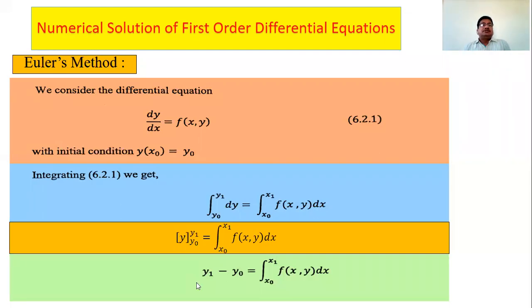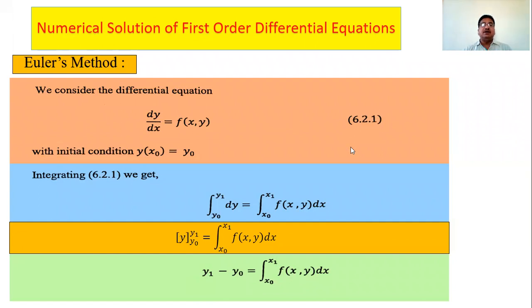Today the topic for discussion is the numerical solution of first order ordinary differential equations by using Euler's method. So this is the third method. The first one is the Taylor series method, the second one is Picard's method, and this is the third one, Euler's method. This is useful to find the numerical solution of first order ordinary differential equations.